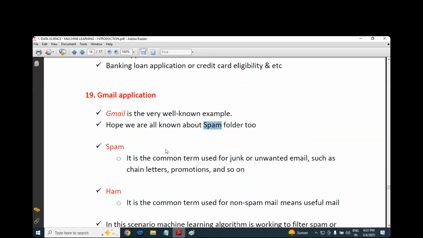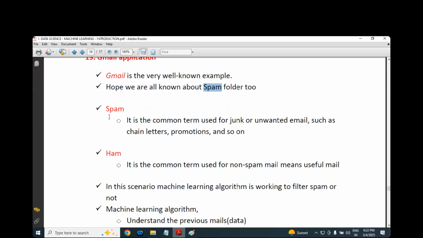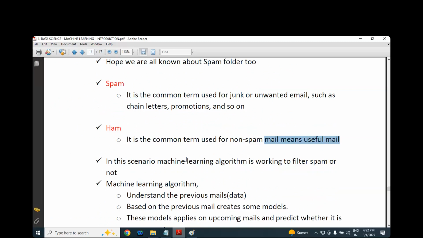Spam is a common term used for junk or unwanted mails, such as chain letters, promotions, and so on. Ham. The opposite word for spam is nothing but ham. It is a common term used for non-spam mail, meaning it is a useful mail actually. In this scenario, a machine learning algorithm is working to filter whether it is spam or not actually.